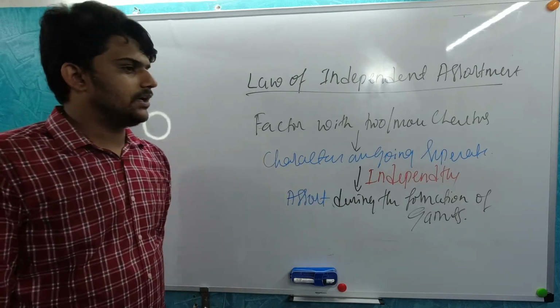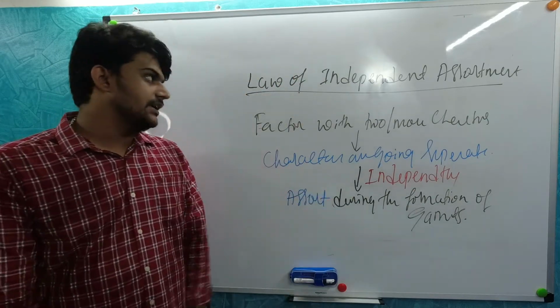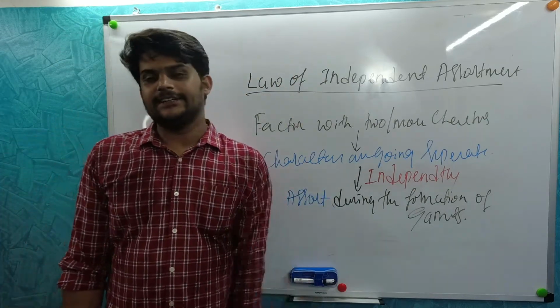So this is what the inheritance of two genes stands for, and 5 marks. You have to complete the answer with this particular law of independent assortment, and then you're going to get the full marks.